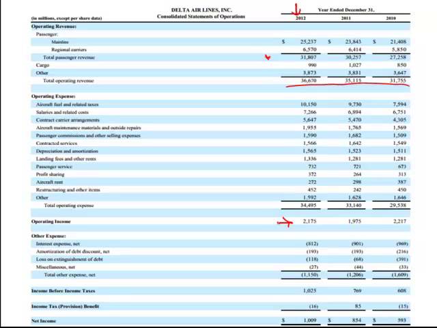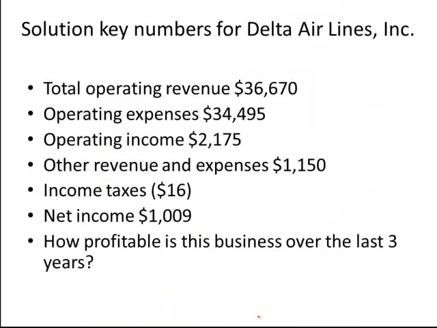As far as their operating income, when we look down here at their net income, notice their net income is increasing each year. If you ask yourself why, the major reason appears to be for Delta that they're doing a good job of managing their revenues and costs. So here's that solution again.